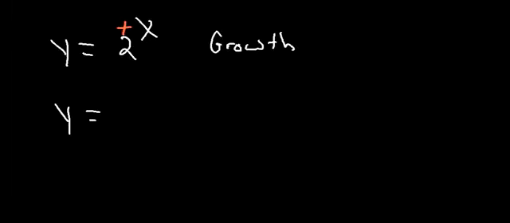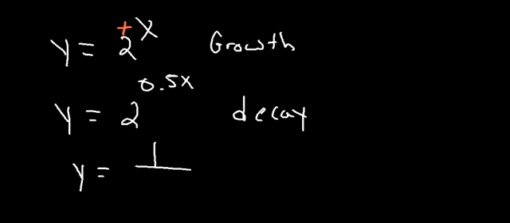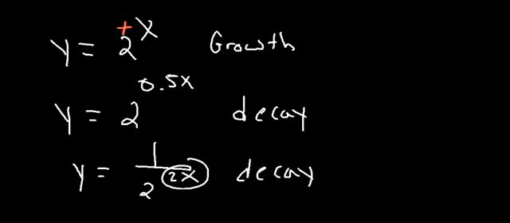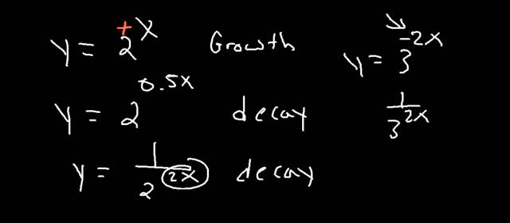What about y is equal to 2 to the 0.5x? Is that growth or decay? Because 0.5 is less than 1, this is decay. If you were to graph it, it would be decreasing instead of increasing. What about this? 1 over 2 raised to the 2x. Is that growth or decay? This one is decay, because even though it's positive, it's on the bottom. Now what about this? y is equal to 3 raised to the negative 2x. Even though this number is large, it's negative, this is the same as 1 over 3 to the 2x. This is a decay problem as well.